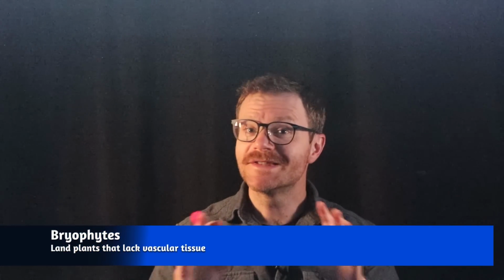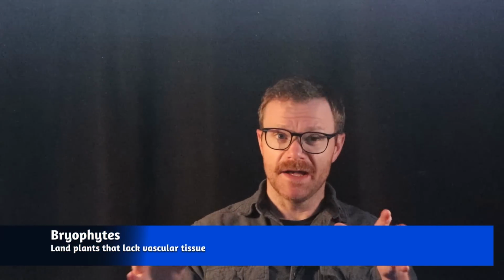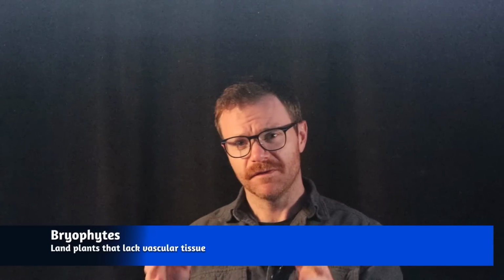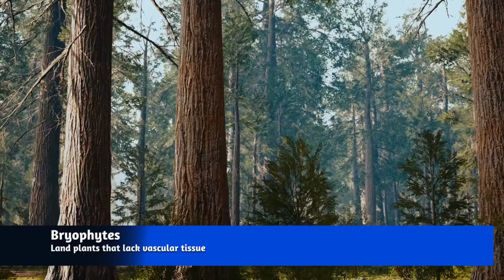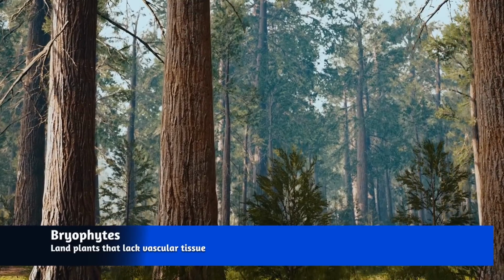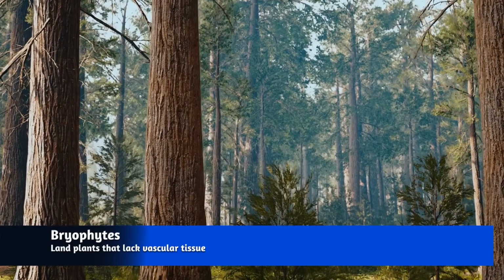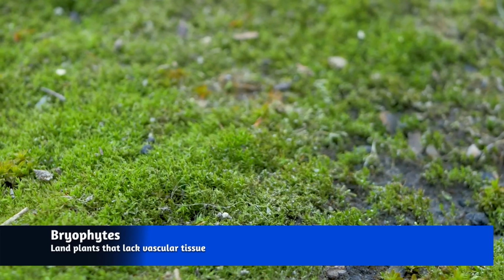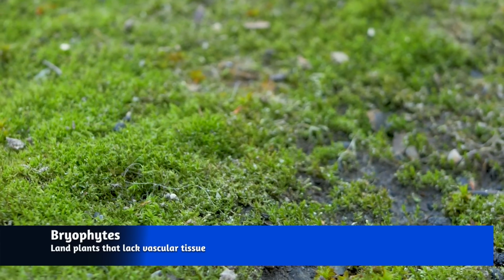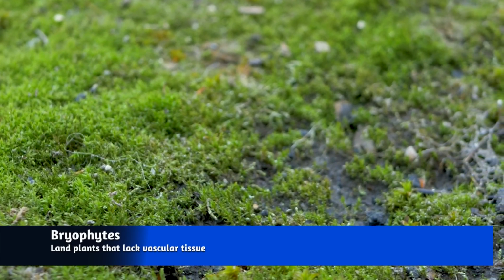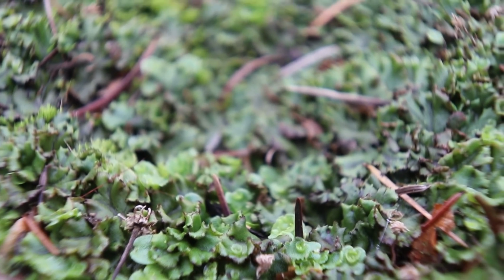Bryophytes are non-flowering plants. They don't have flowers, they don't have seeds, and they don't even have vascular tissue like the xylem and the phloem. Now, vascular tissue basically enables plants to grow up. And so bryophytes are all found kind of crawling along the ground. If you've ever seen mosses, you'll know that they don't grow to be hugely tall. They just kind of grow along the ground.